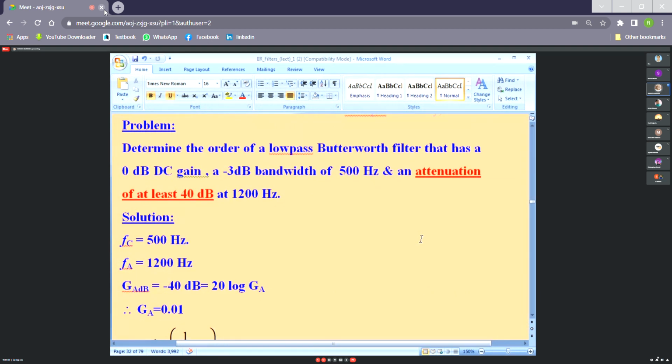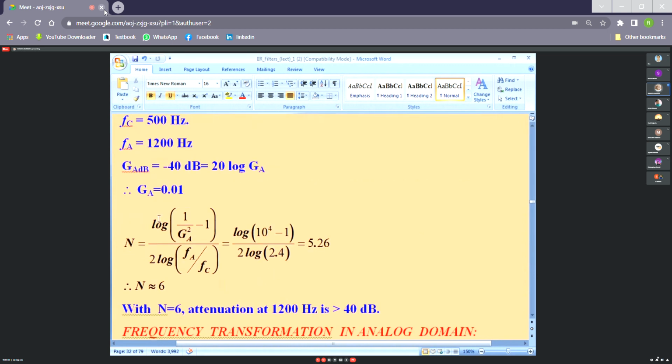So that is 20 log GA, when GA is expressed as a ratio. GA dB is minus 40 dB, so GA comes out as 0.01. Now introduce GA in this expression as 0.01. You will get N as 5.26.